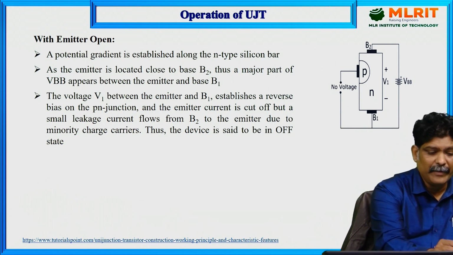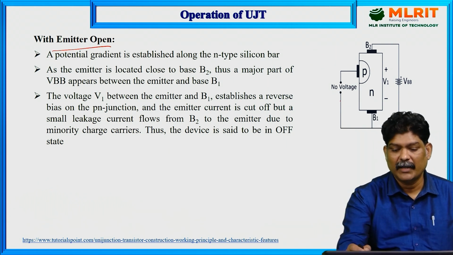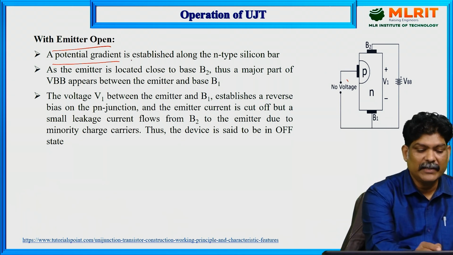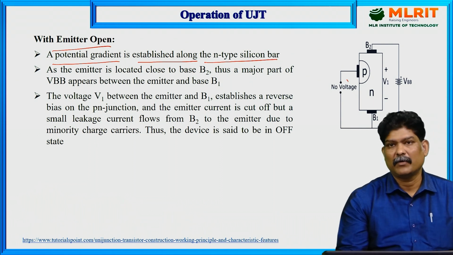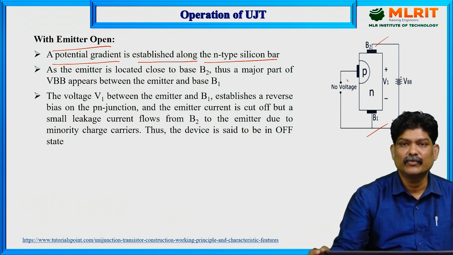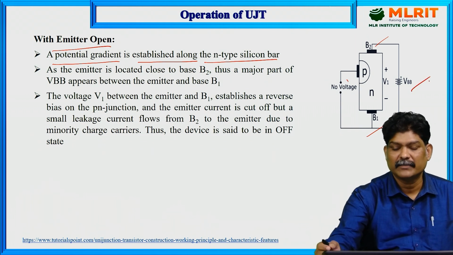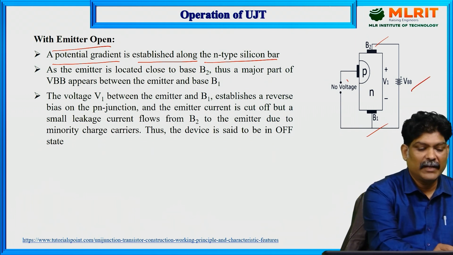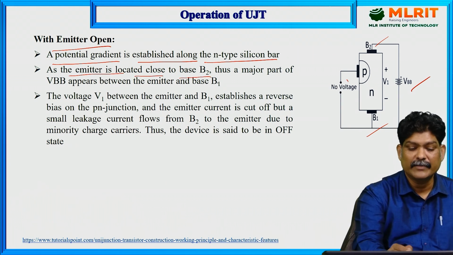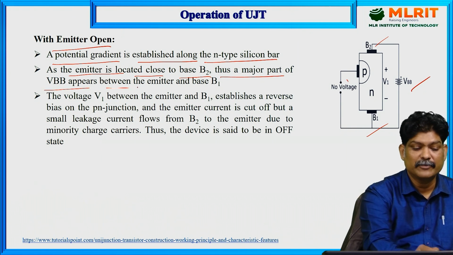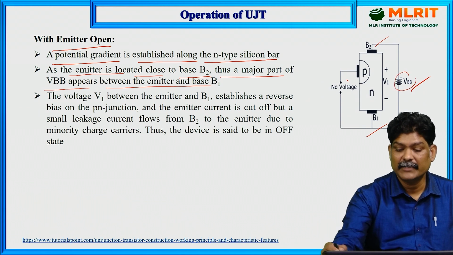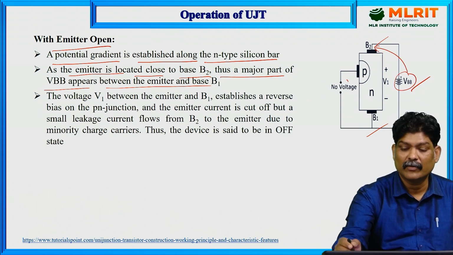With the emitter open, what happens? We are not giving any emitter voltage, so a potential gradient is established along the N-type silicon bar. There is a potential difference applied because we are giving voltage only across base 2 and base 1, some biasing voltage VBB. As the emitter is located close to base 2, the major part of VBB appears between emitter and base 1.